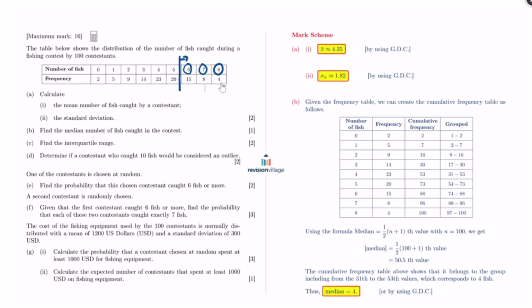So pretty simple probability question here. We're looking at if we were to look at all 100 contestants, randomly chose a contestant, what is the probability that they were either these 15, 8 or 4? So looking at the solution.